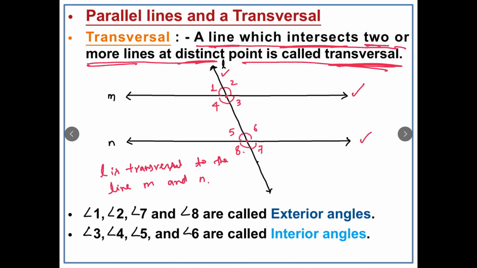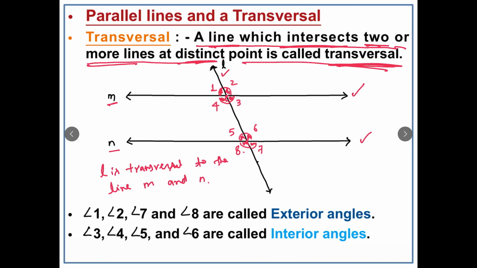When a transversal falls on two parallel lines, here in this case the lines M and N are parallel, and we have a transversal L intersecting these two lines, this forms a system with a total of 8 angles, which are named here: angle 1, angle 2, angle 3, angle 4, angle 5, angle 6, angle 7 and angle 8. So these are the 8 angles formed by these two parallel lines when a transversal intersects them.